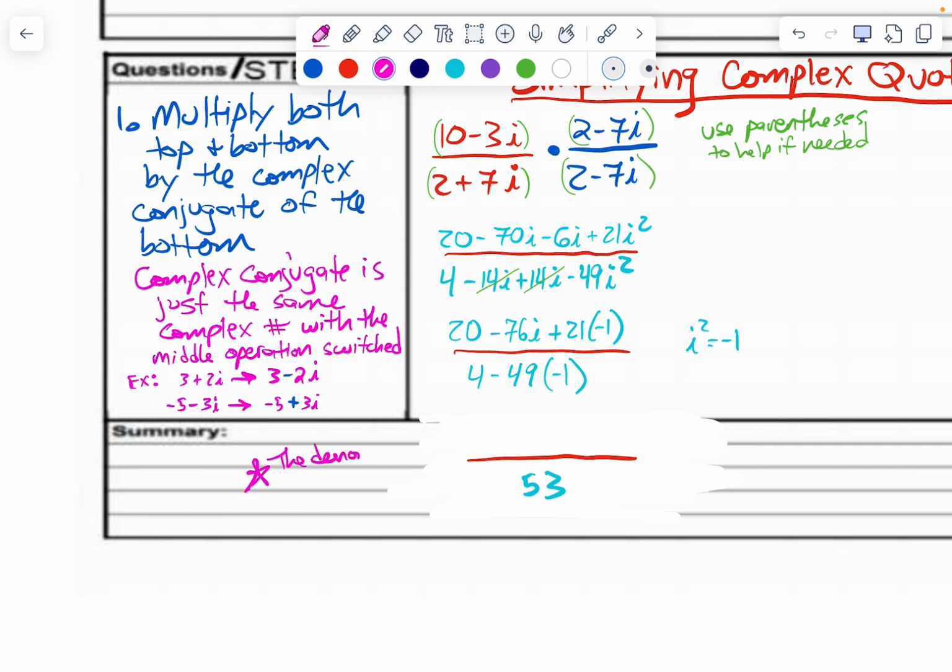The denominator should always become a single real number. So if it doesn't, something is wrong in the process. How about the numerator? What do we get there?